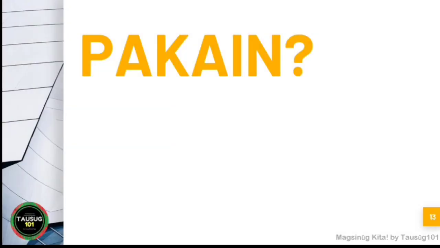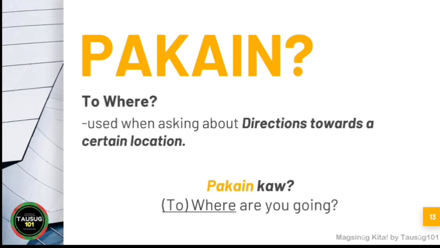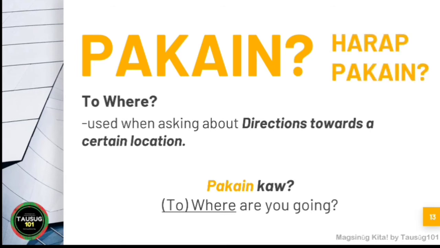Next we have the question pakain. This is a derivative of the question hariin, which is the equivalent of the English question word to where. We use this question word when asking about directions towards a certain location. An example, pakain kau. Pakain kau. To where are you going? You can also use harap pakain, or tujuh pakain.